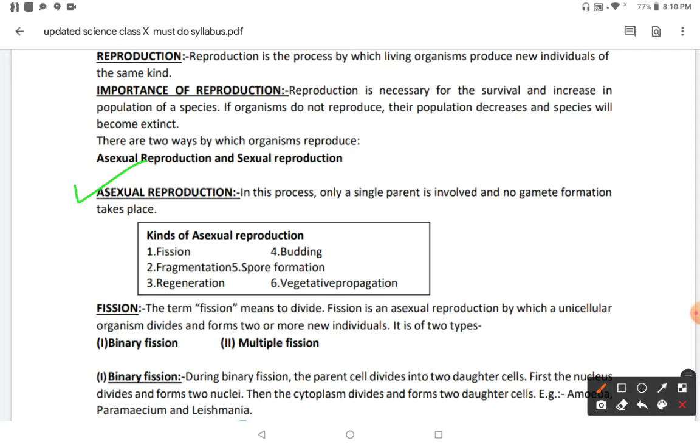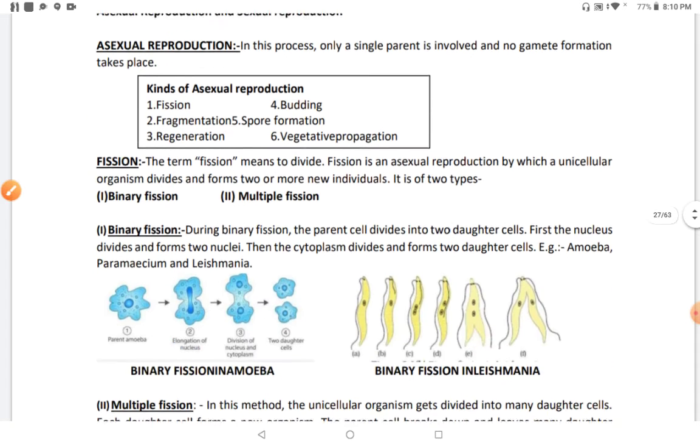So there are different kinds of asexual reproduction. One is fission, second is fragmentation, third is regeneration, fourth is budding, fifth is spore formation, and the sixth is vegetative propagation. Now we will discuss them one by one.